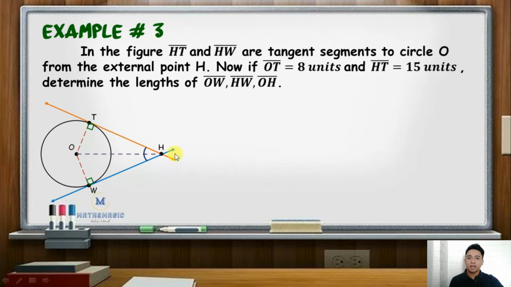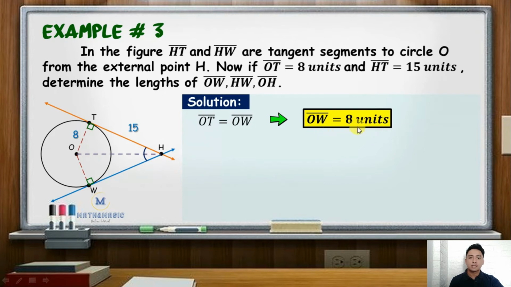the external point H. Now, if radius OT is equal to 8 units and segment HT is 15 units, determine the lengths of segments OW, HW, and OH. For this item, let's try to establish some relationships to the parts of the circle. Notice that OT and OW are radii of circle O. Thus, the measurements of radii are the same. If OT is 8 units, then radius OW is also 8 units.